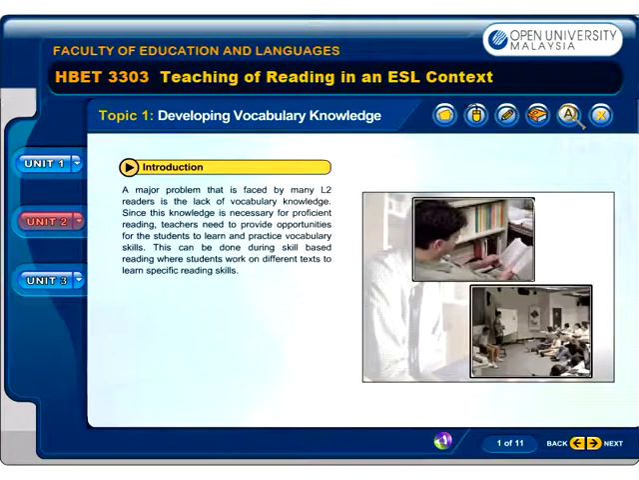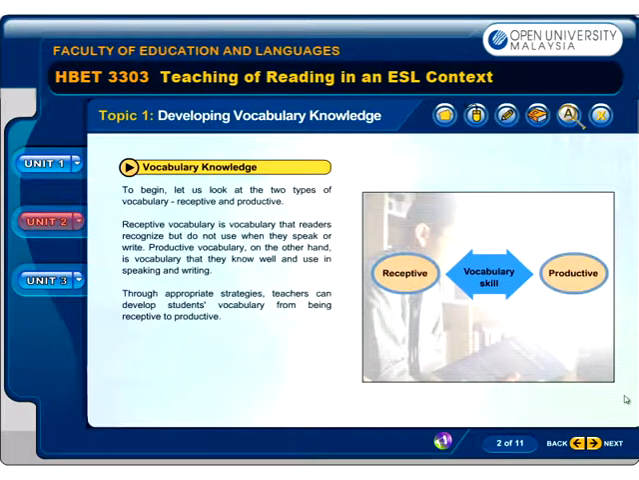A major problem that is faced by many L2 readers is the lack of vocabulary knowledge. Since this knowledge is necessary for proficient reading, teachers need to provide opportunities for the students to learn and practice vocabulary skills. This can be done during skill-based reading, where students work on different texts to learn specific reading skills.